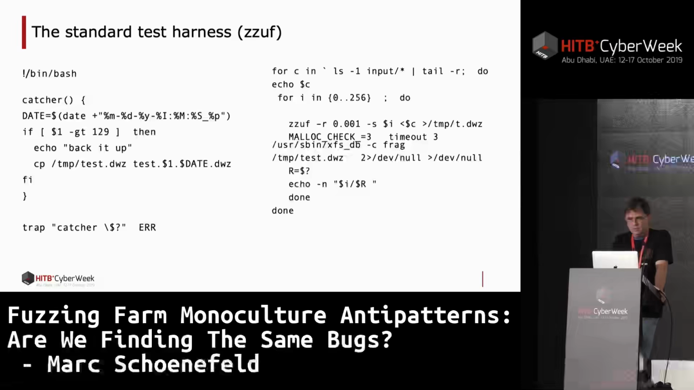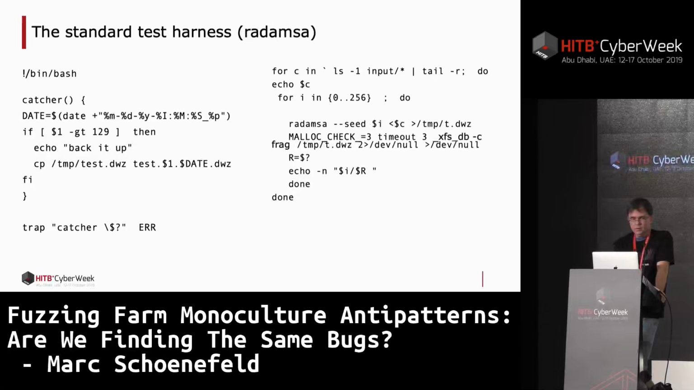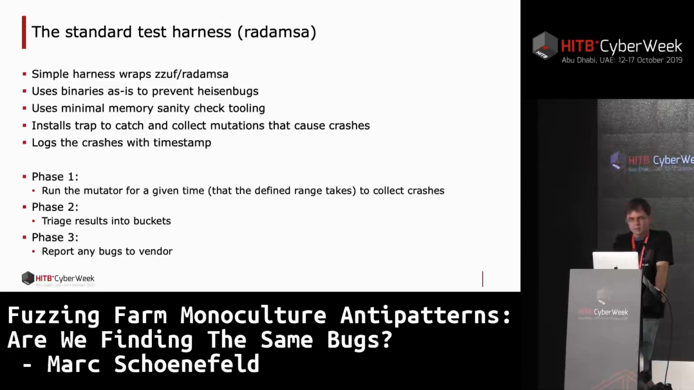So there was a standard test harness I used. I used a shell script with the trap catcher, and everything ran in a loop, and that's how simple it was. I ran zzuf in the loop and collected the crashes. The same for Radamsa, and the question was still, does this simple setup still find bugs? Was AFL so successful that it made simple crashes dried out?